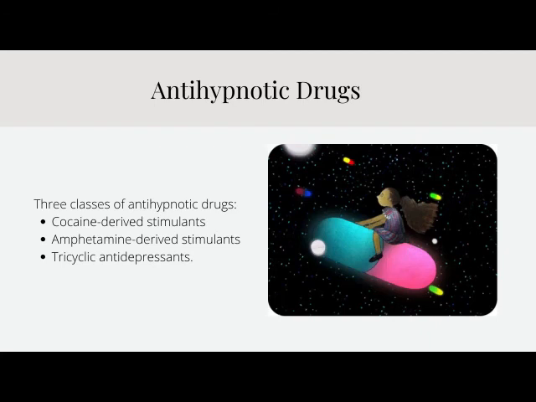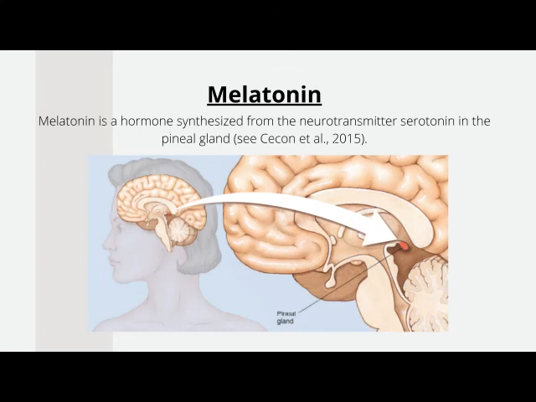Antihypnotic drugs. The mechanisms of the following three classes of antihypnotic drugs are well understood: cocaine-derived stimulants, amphetamine-derived stimulants, and tricyclic antidepressants. The drugs in these three classes seem to promote wakefulness by boosting the activity of catecholamines, such as norepinephrine, epinephrine, and dopamine, by increasing the release into synapses, by blocking the reuptake from synapses, or both. Melatonin. Melatonin is a hormone synthesized from the neurotransmitter serotonin in the pineal gland.